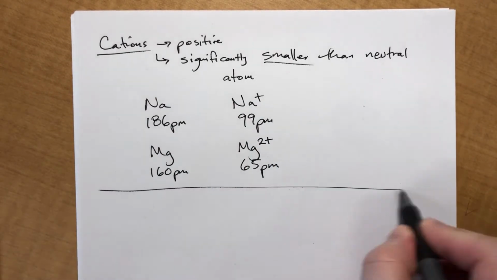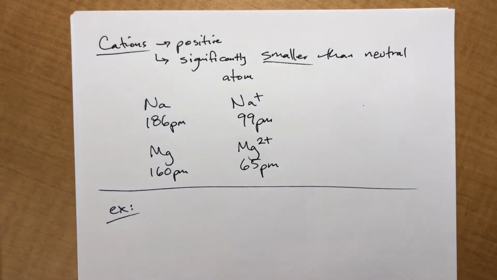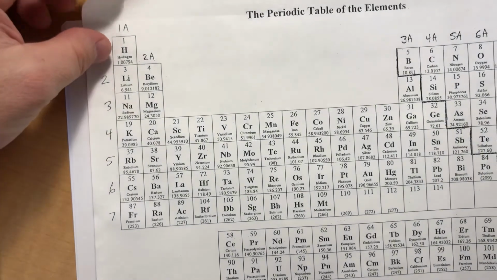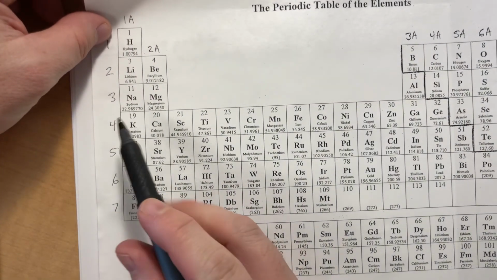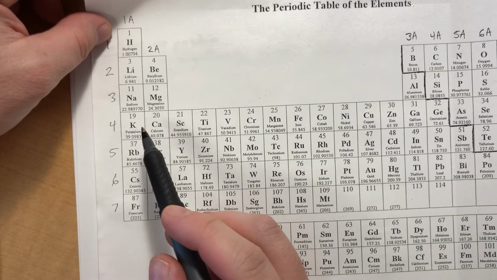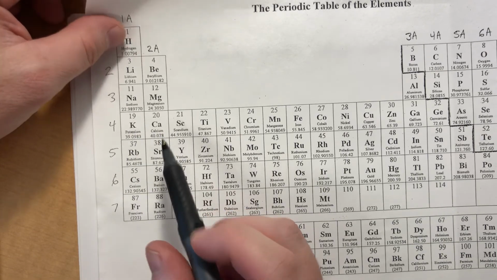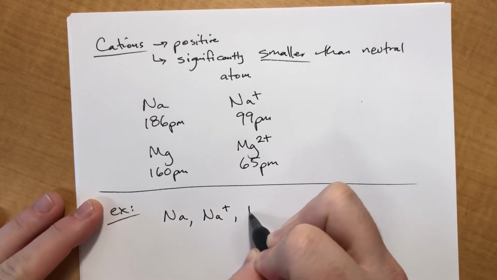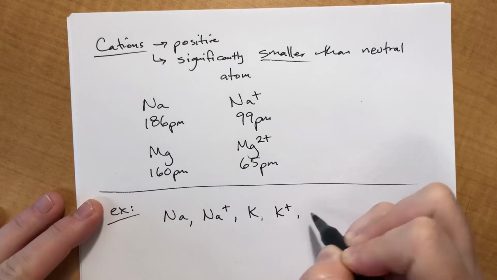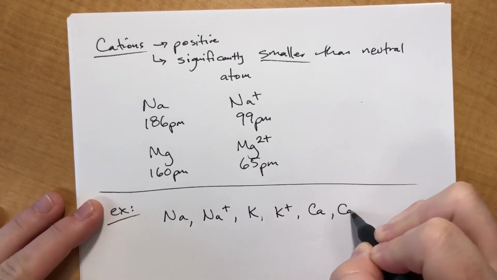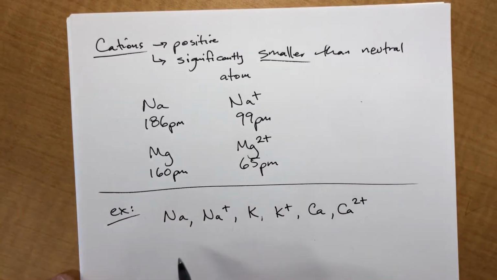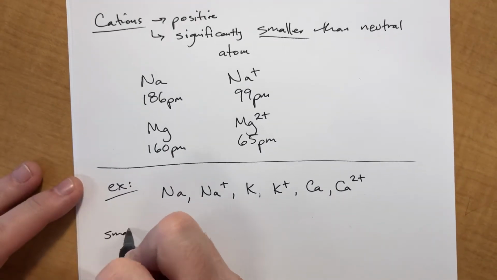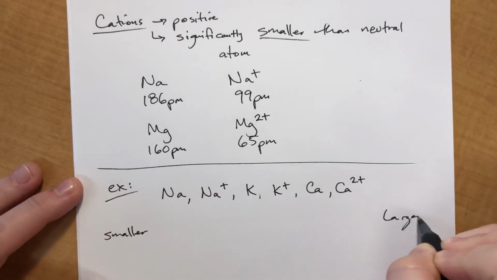Okay. Let's try an example and see if we can figure this out. Let's pick something on the positive end. So let's do sodium, potassium, and calcium, and then the same thing with the charges. So same atoms, but with their typical expected charges. So this will be 6 of them, and some of these are neutral, some of these have charges. That's okay. So we want to go from smaller to larger.